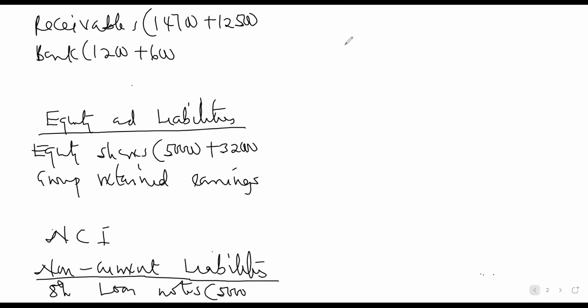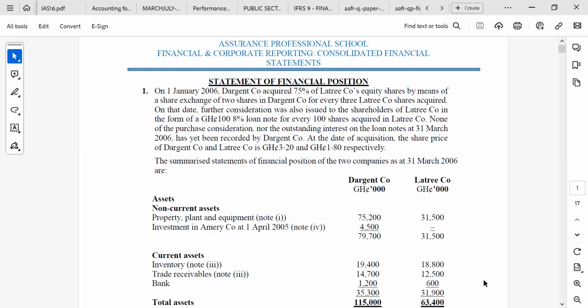This has not been recorded. So what will happen is that our loan note will now increase by 15,000, because the parent will now be having a liability, which is a loan note of 15,000. The two transactions have not been recorded. So the parent will now be having a loan note of 15,000.